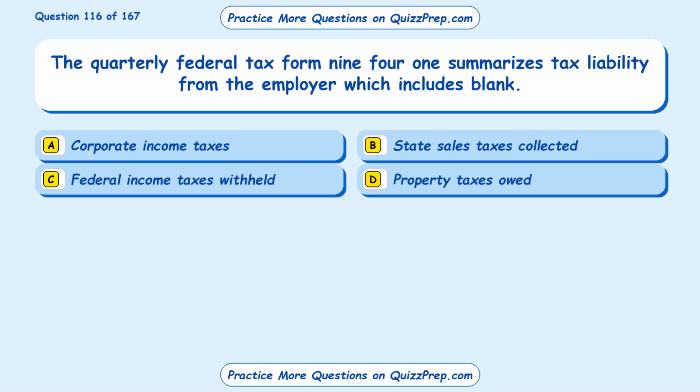Question 116. The quarterly federal tax form 941 summarizes tax liability from the employer, which includes blank. Option A, corporate income taxes.